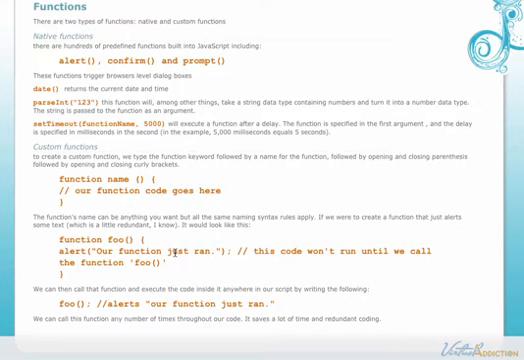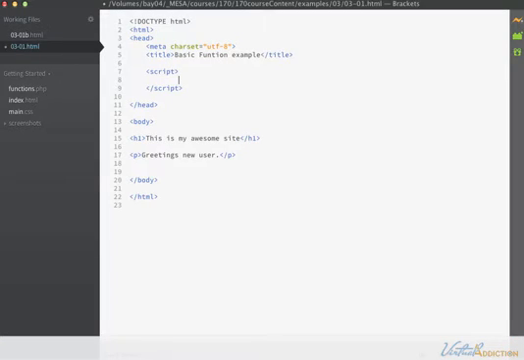Just as with variables and arrays, the function's name can be anything you want, but all the same naming syntax rules apply. If we were to create a function that just alerts some text, which is a little redundant, I know, let's just look at this example. Here I have a basic page. We're going to go ahead and just run an alert. So we'll type alert and then we'll type our message in the parentheses. Let's go ahead and see what this looks like.